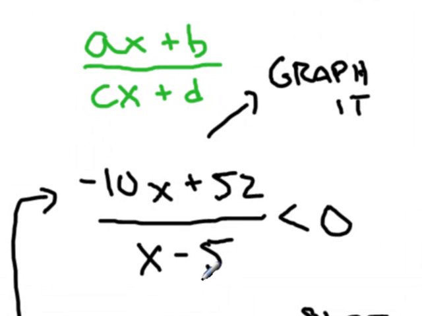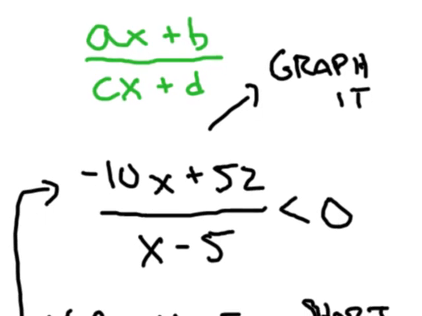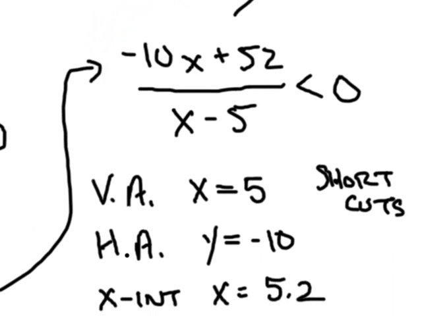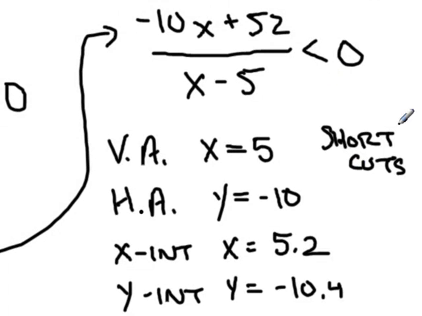So we're going to solve this now by graphing it. And based on the work that we did in class the other day, there's a series of shortcuts that we can use to graph this function. And so I've been able to identify my vertical asymptote, my horizontal asymptote, my x and y intercepts. And I can use this information based on those shortcuts to graph.